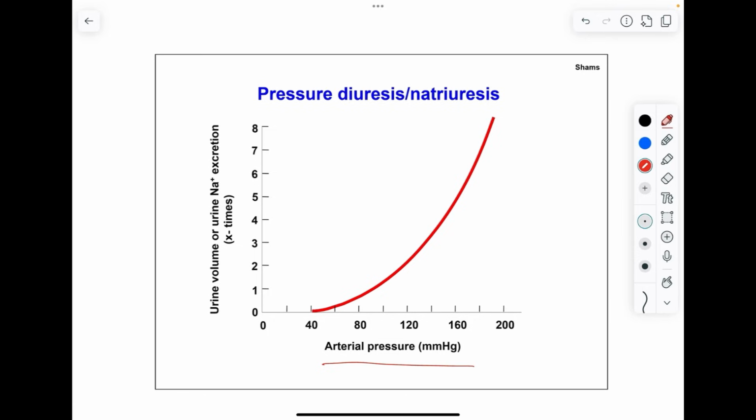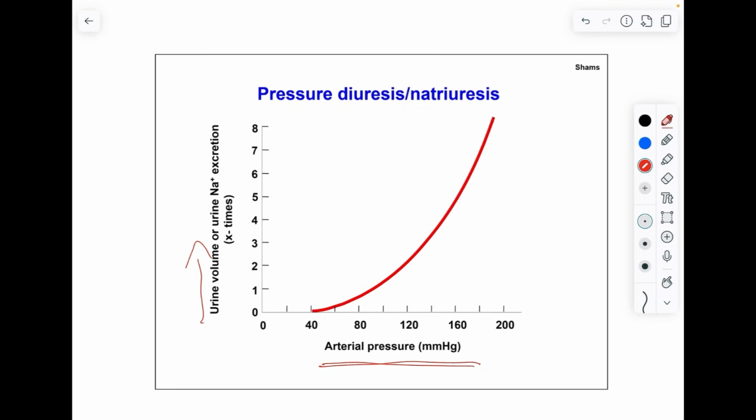The main mechanism is pressure diuresis. It's basically when you have high pressure in the vasa recta, in the kidney. When you have this high pressure, the body senses that something is wrong. High pressure usually means we have high volume, so we need to excrete more. The more the pressure, the higher the urine volume will be. How does it work?